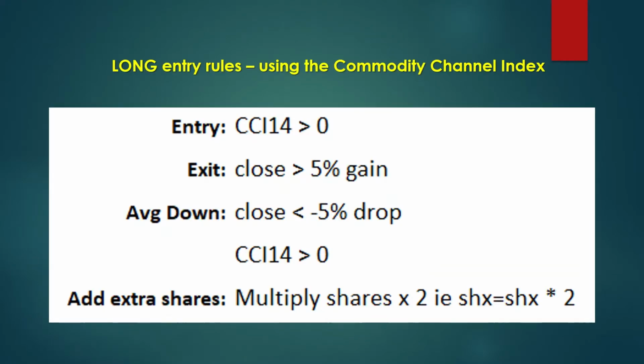I'm about to demonstrate the entry and exit strategy with two scenarios. The first scenario is where we enter the trade when the commodity channel index 14 period crosses over the zero line. We exit the trade when the closing price gains at least 5%, and we average down when the close of the day declines by at least 5% and the CCI14 breaks above the zero line. We then buy double the quantity of shares from the previous trade we made.